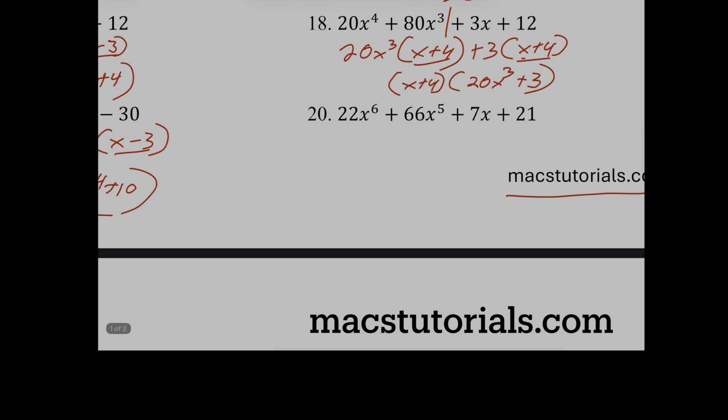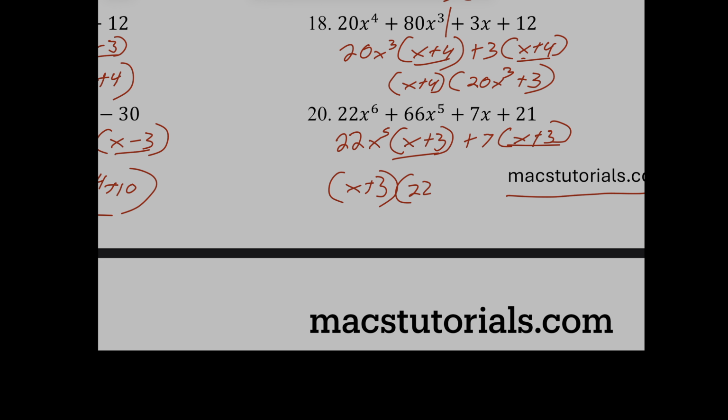Yay. Cool. Last one. I'm going to pull out a 22x to the fifth, which means I'm left with an x plus 3. And on this one, I'm going to pull out a positive 7, which means I'm left with an x plus 3. x plus 3s are the same. Pull them out. Yay. And I am left with a 22x to the fifth plus 7. Done. And that, my friends, is factoring by grouping.